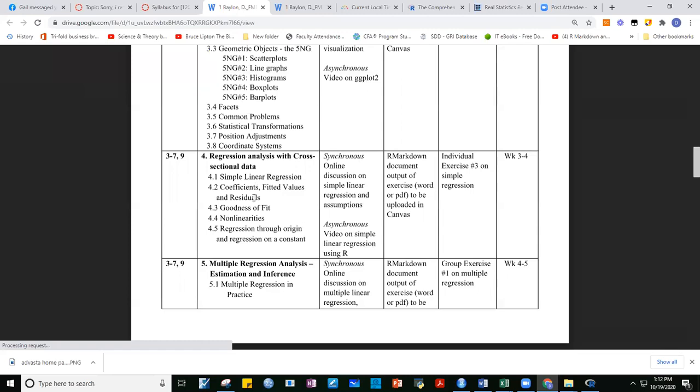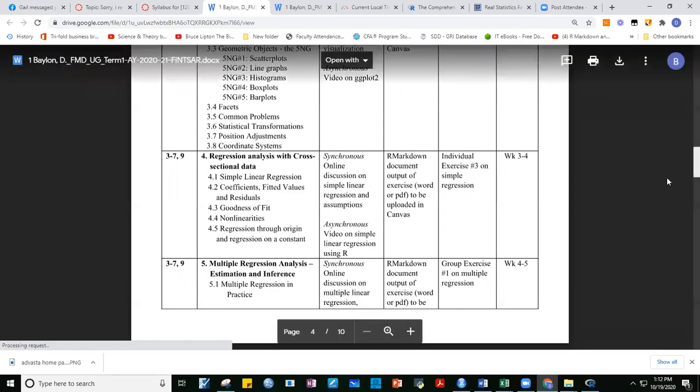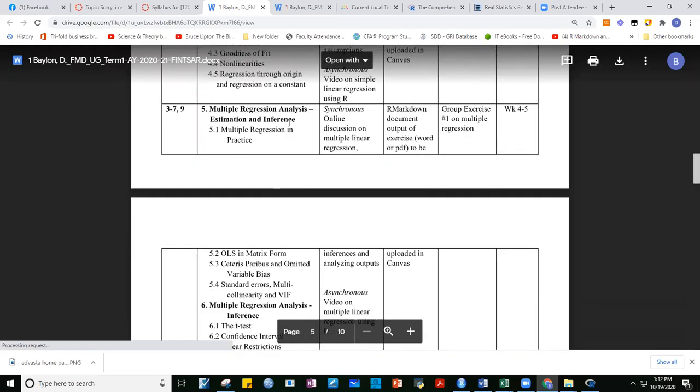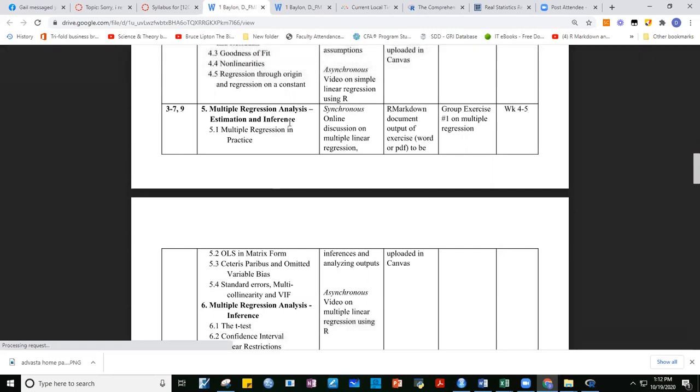So we're going to look at residuals, goodness of fit test. We're going to look at the concept of regression through the origin and regression on a constant and what's the difference between them. And then we're going to go next to multiple regression analysis. When you say multiple regression analysis, we're using more than one explanatory variable in trying to explain our response variable or dependent variable.